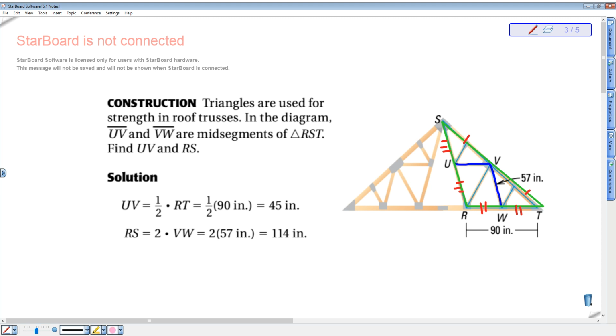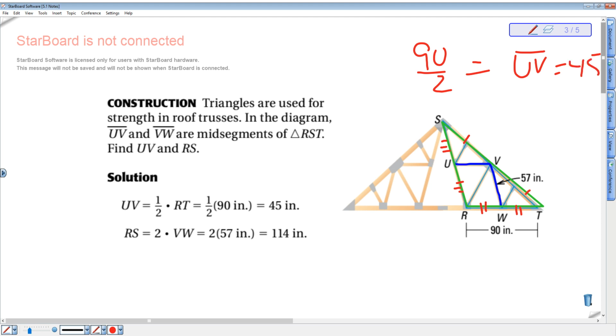They're asking us right now for UV. What is the length of UV? Well, this is a mid segment, like they told us. Because this is a mid segment of this area, we can use this information to find out what UV is. Remember from the mid segment theorem that whatever this is, half of that is going to be line segment UV. So it makes our life a lot easier. Line segment UV is actually just 90 divided by 2, so UV is going to be 45.